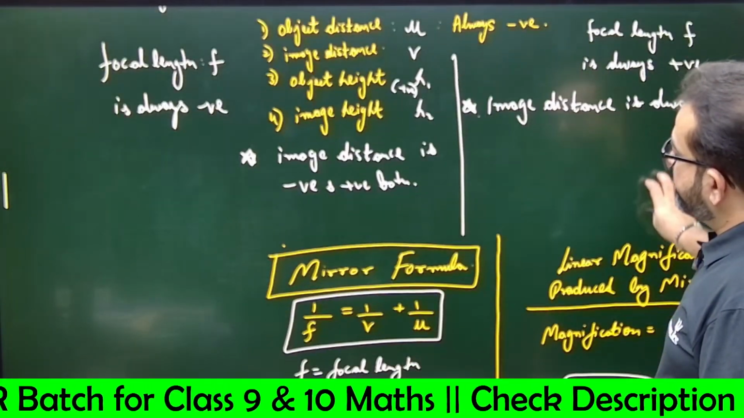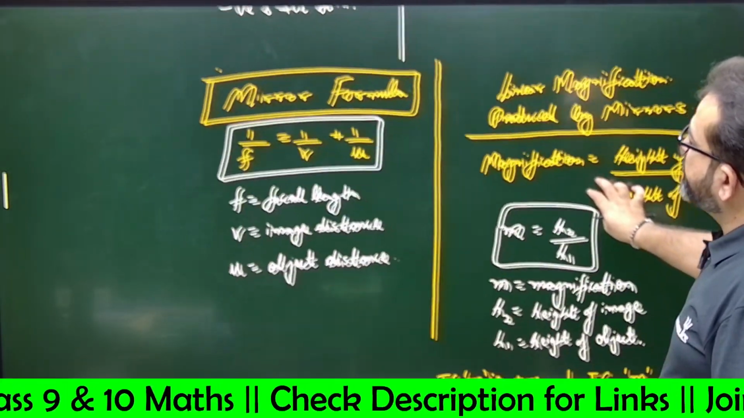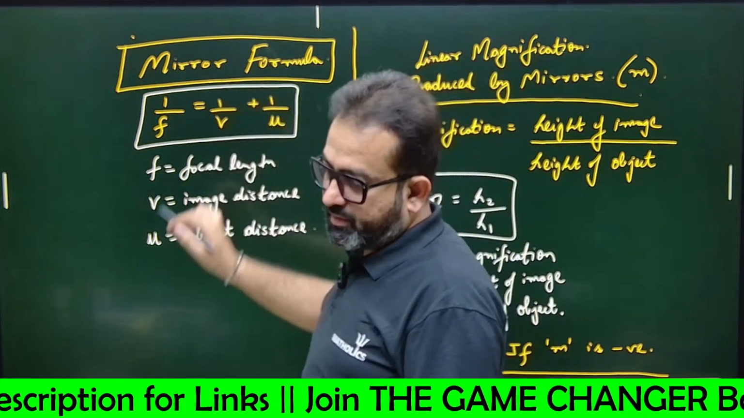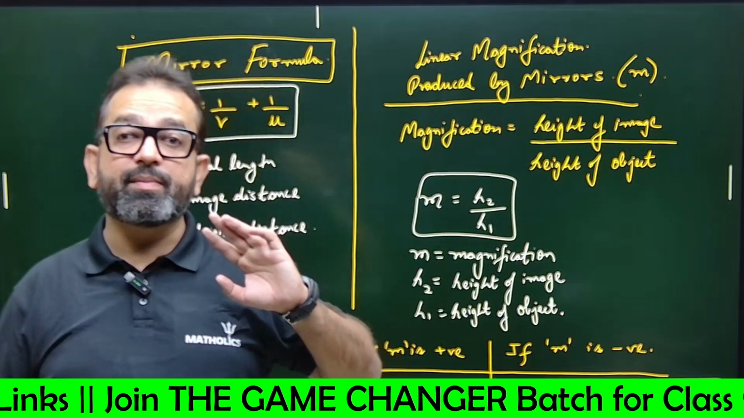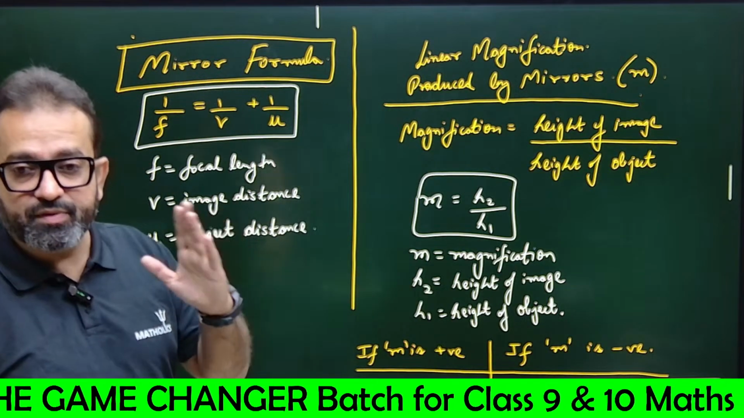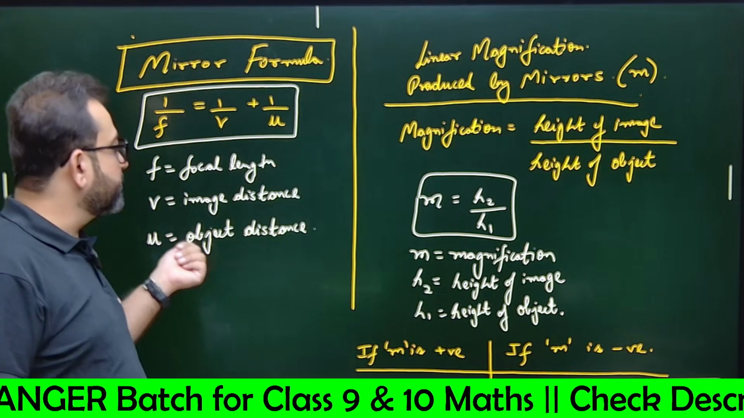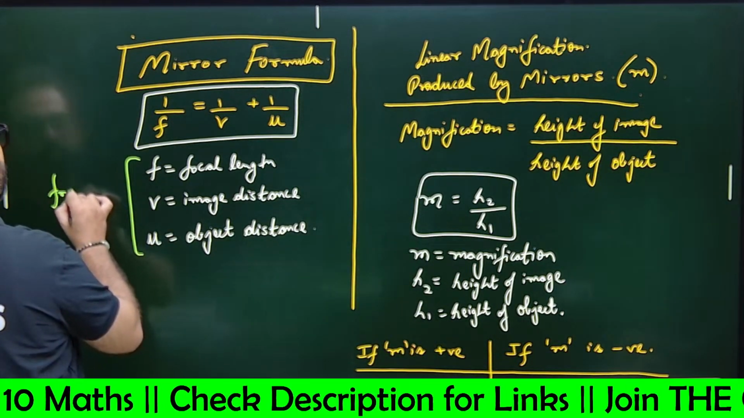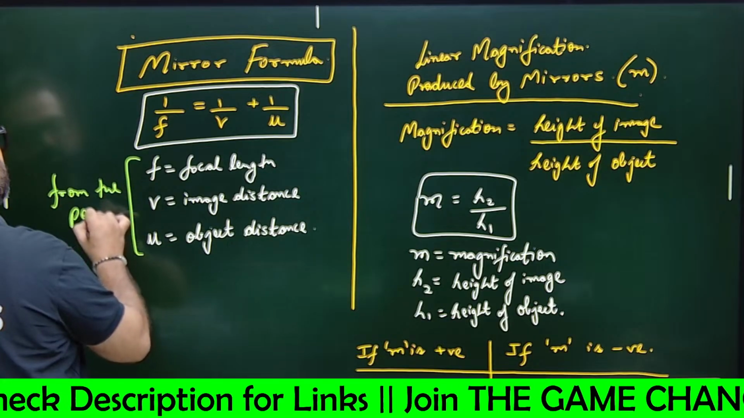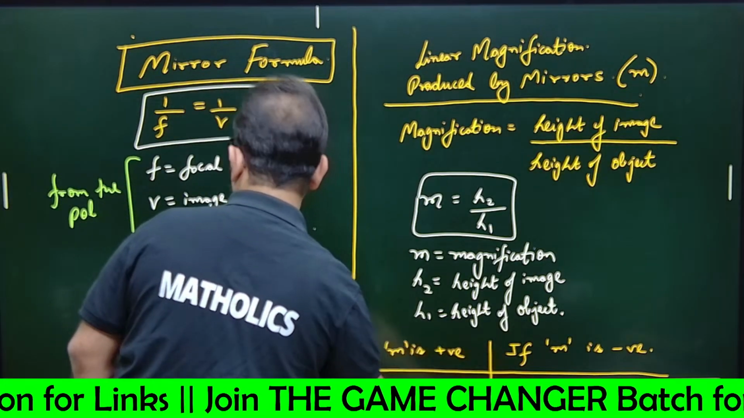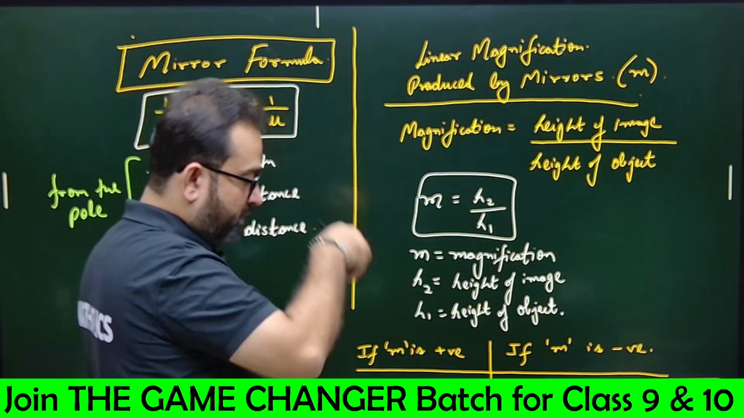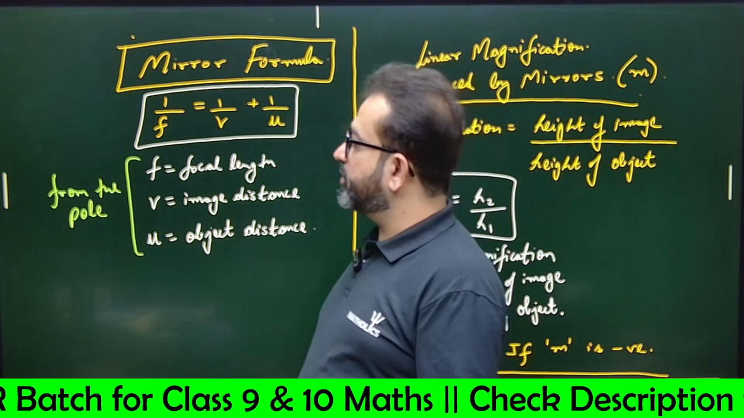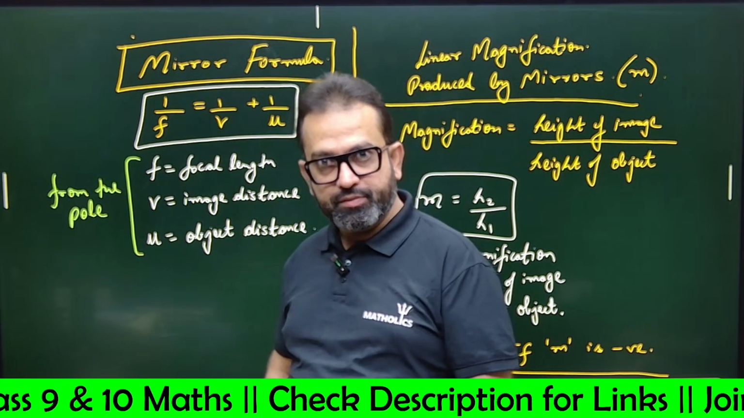Next, the mirror formula. The main formula for today's evening is the mirror formula: 1/f = 1/v + 1/u, where f is the focal length, v is the image distance, the distance of the image from the pole, and u is the object distance. All of these are measured from the pole. All these three things are always measured from the pole. Clear? Sorted?